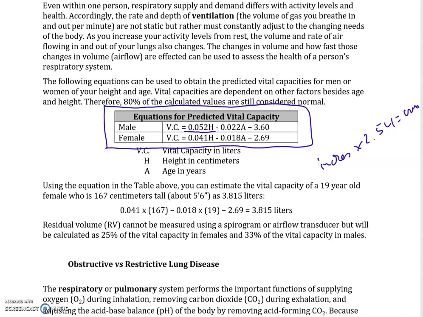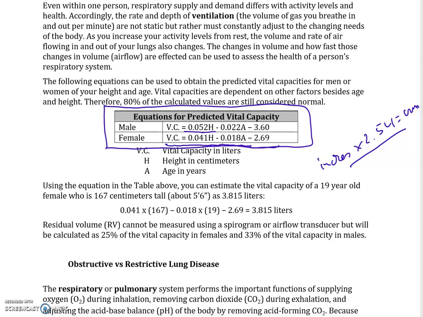Now for females, the way you calculate your vital capacity is this formula right here. You take 0.041 times your height in centimeters, using the same conversion, and then you subtract 0.018 times your age in years, and then you subtract another 2.69. And that should give you your vital capacity.